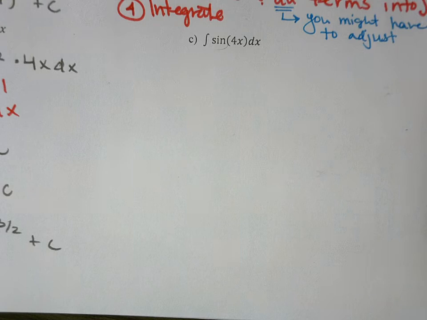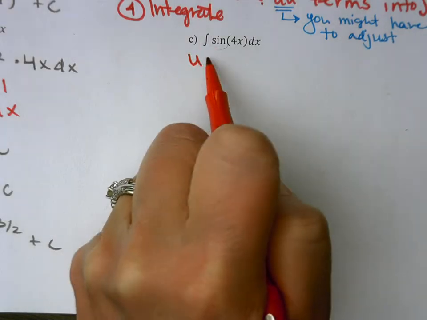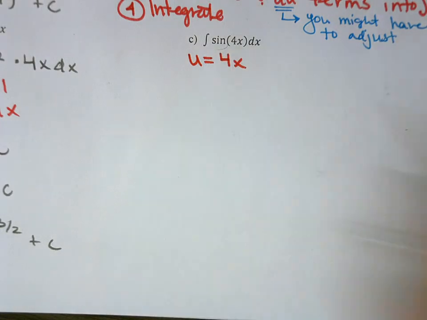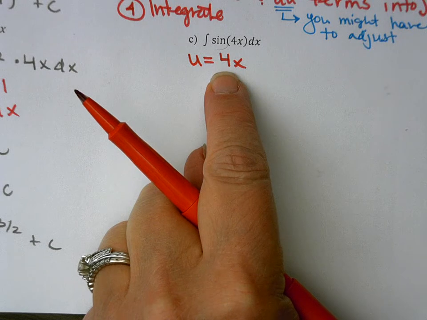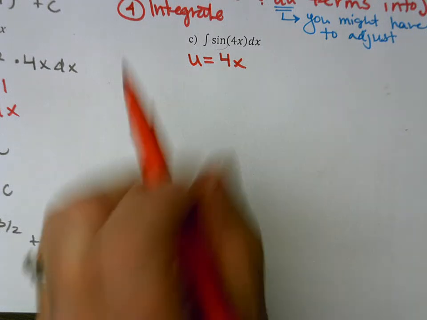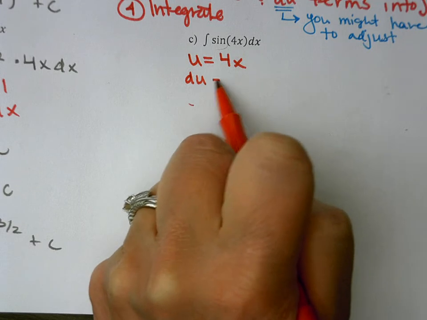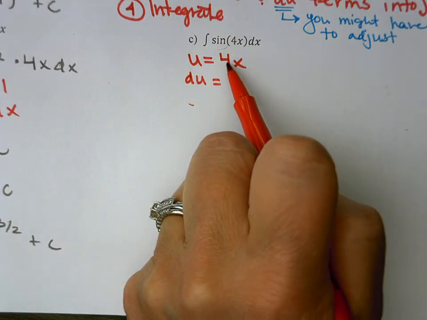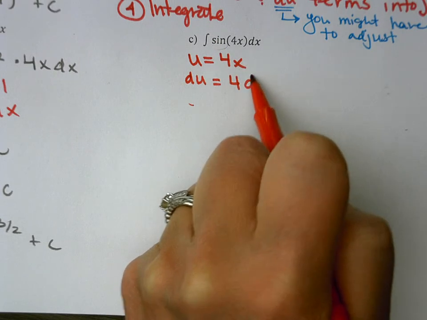But I still need to do u-substitution. So I would let u equal the grouped piece, so that would be 4x. And then now I have to calculate the derivative of this. So this would be du over dx, but I'm always going to multiply that dx over. And then the derivative of 4x would be 4x to the 0, or just 4. And then again, I'm multiplying that dx over.